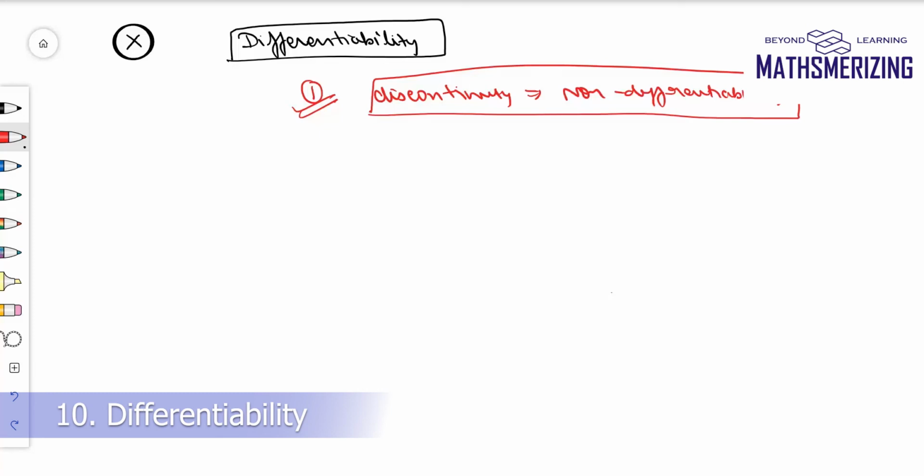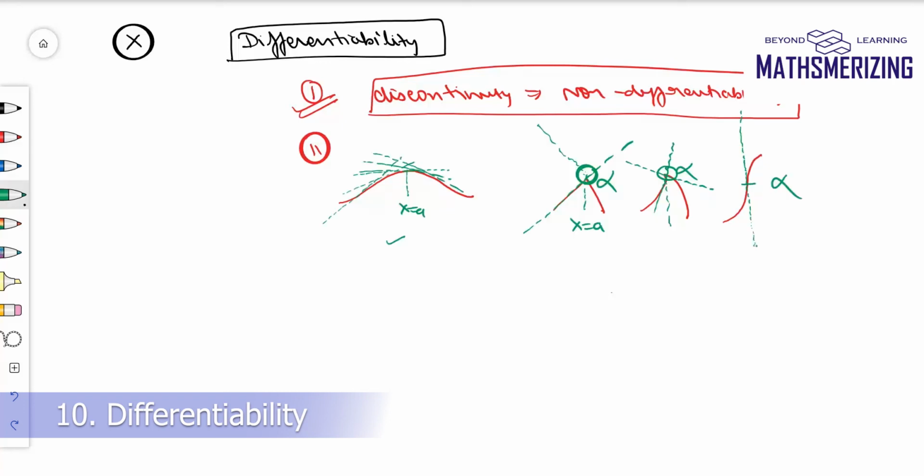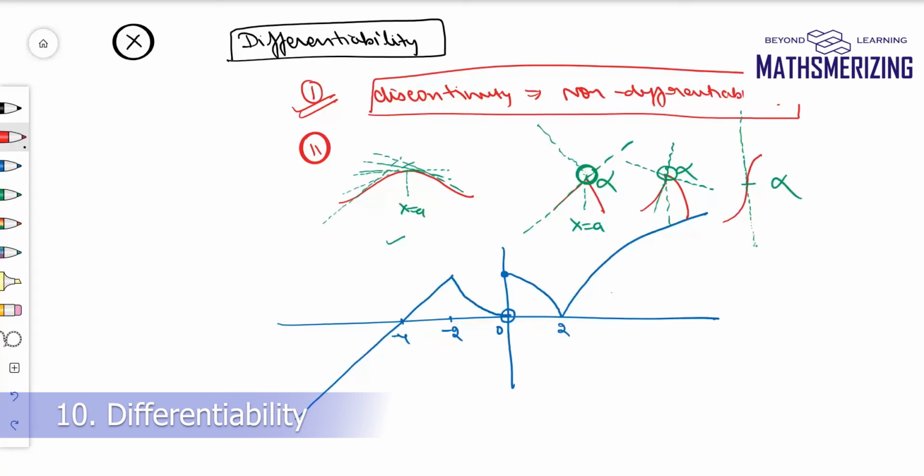Now the second thing is, what if a function is continuous at a point? If a function is continuous at a point, I'll need to check its differentiability. If at any point the function changes smoothly, then the function is differentiable at that point. Now if a function has sharp corners or a cusp or a point where it has a vertical tangent, then at that point the function will be continuous but it won't be differentiable. Say for example, suppose this is the graph which is given to me.